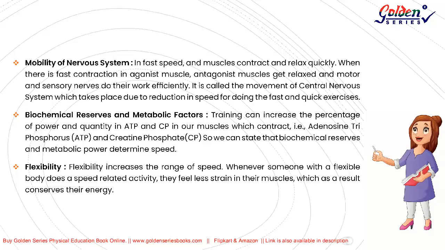Biochemical reserves and metabolic factors. Training can increase the percentage of power and quantity of ATP and CP in our muscles which contract, i.e., adenosine triphosphate, ATP, and creatine phosphate, CP, so we can state that biochemical reserves and metabolic power determine speed.